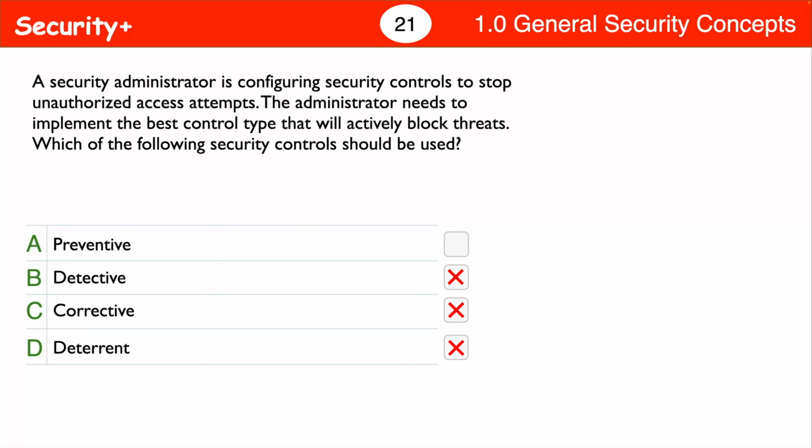And that's going to leave us with A, preventative. Preventative controls are designed to proactively block threats before they cause harm. An example of one would be something like firewalls, ACLs, and security patches.